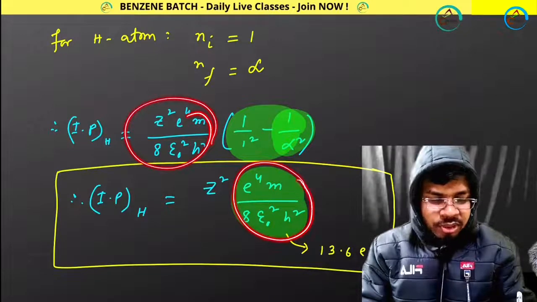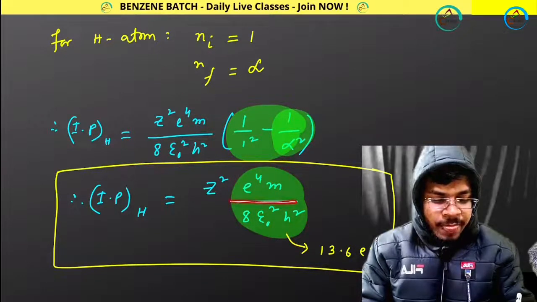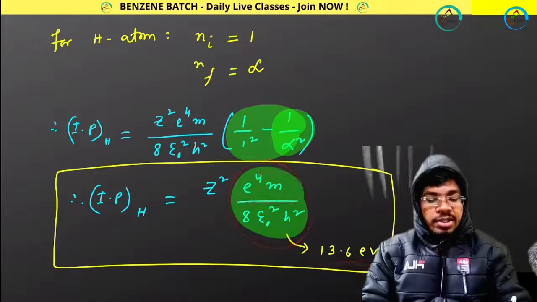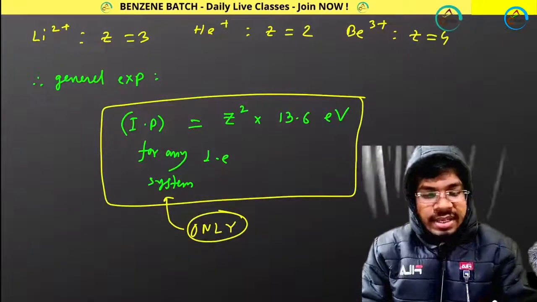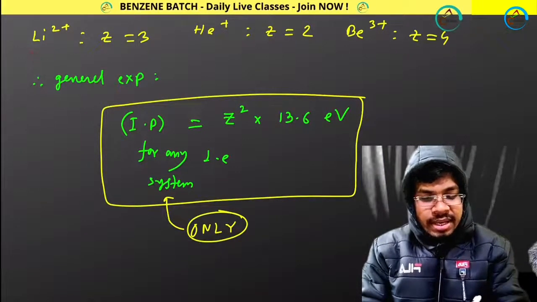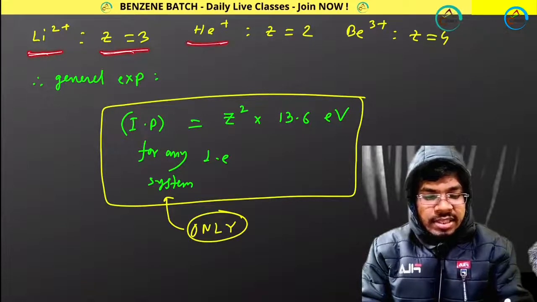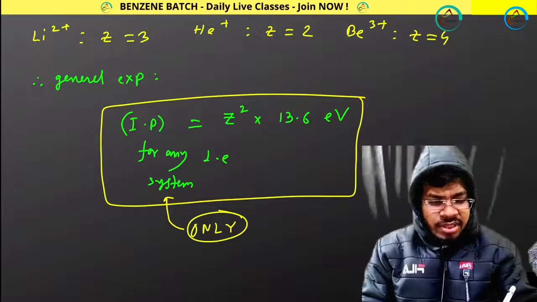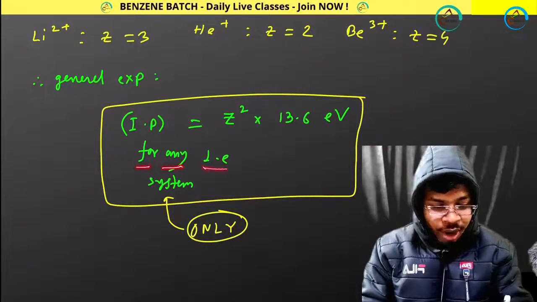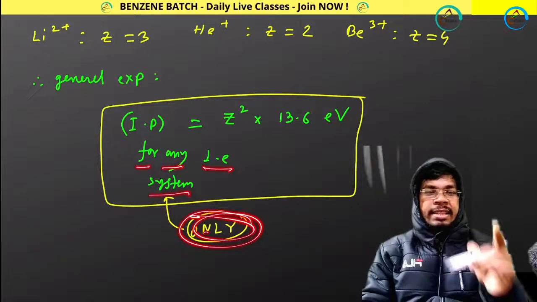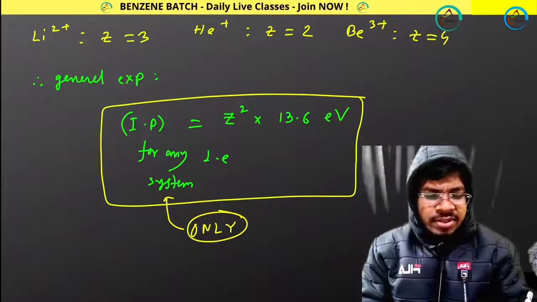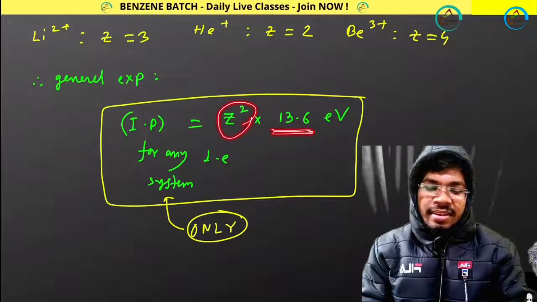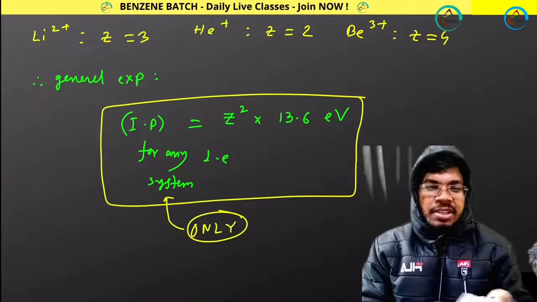And this value, with e to the power 4 m, is 13.6 electron volt. You have already calculated this value. So only Z square is variable. I have already shown you in the class that for lithium 2 plus, Z equals 3, and for this one, Z equals 4. So I will be using only these equations. This equation is true only for any 1 electron system. Yes, lithium 2 plus is my 1 electron system. So I can put the Z square value multiplied by 13.6 electron volt. Yes, it's easy, right? Very simple expression.